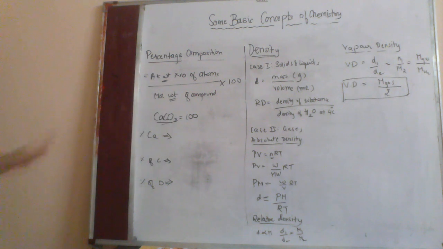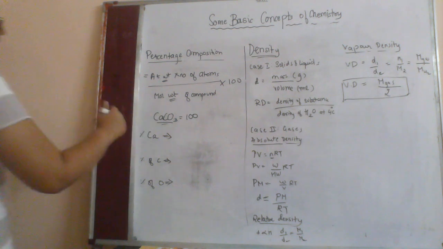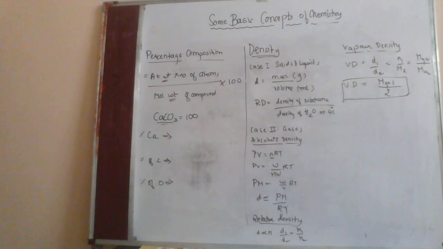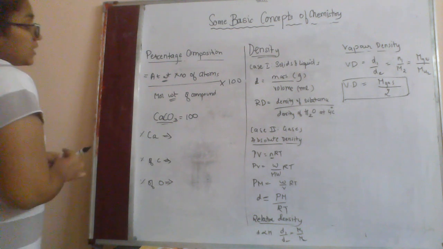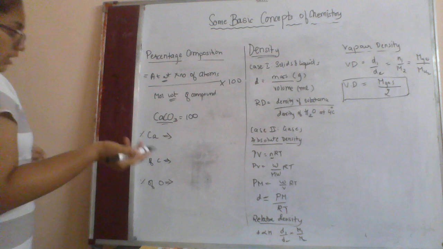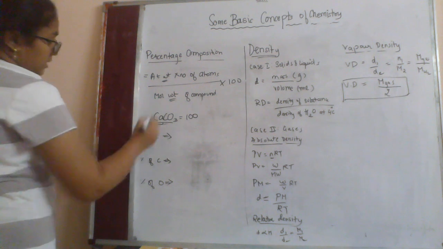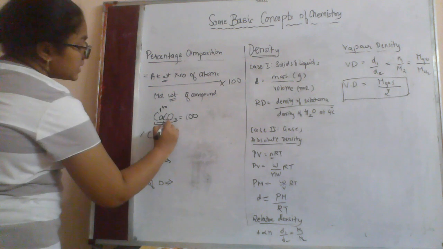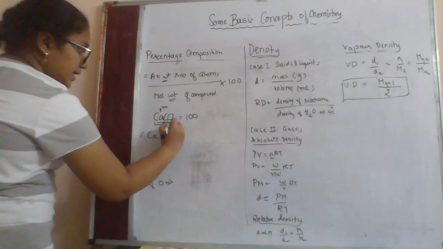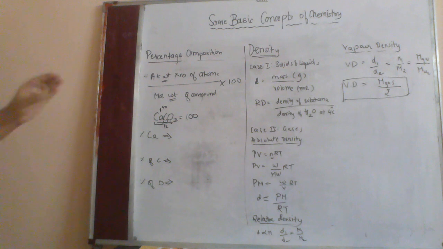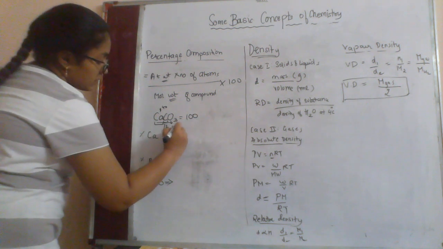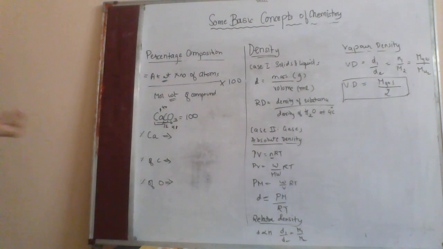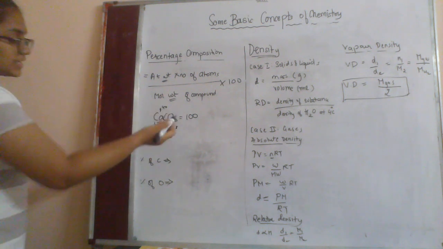For example, let us find out the percentage composition of each of the elements in CaCO3, that is calcium carbonate. The molecular weight of calcium carbonate is 100. How did I get it? The atomic weight of calcium is 40, for carbon it's 12, and for oxygen it's 16. O3 is there, right? So 3 into 16, that is 48. So here you will get 60 plus 40, that is 100.